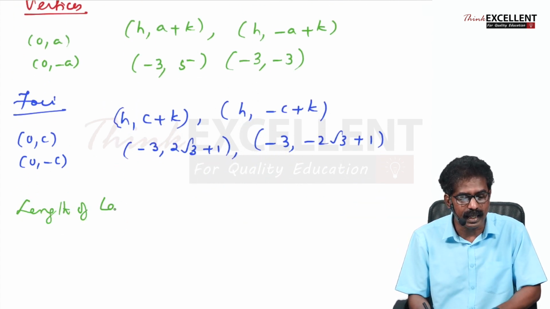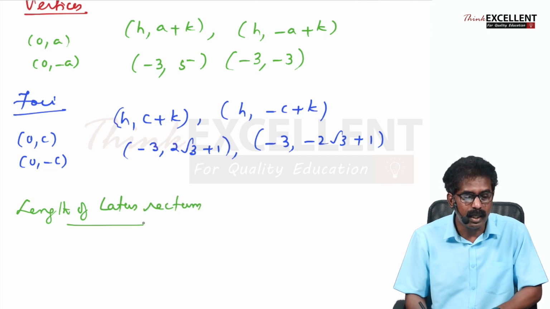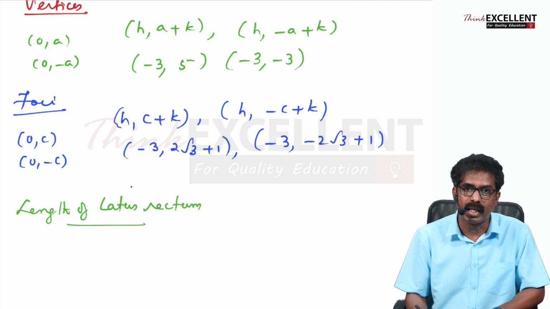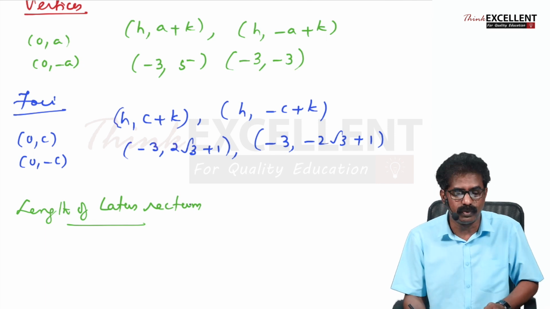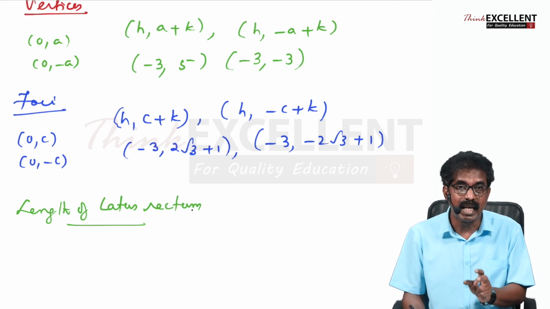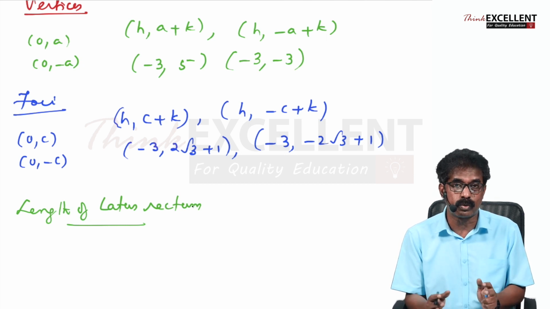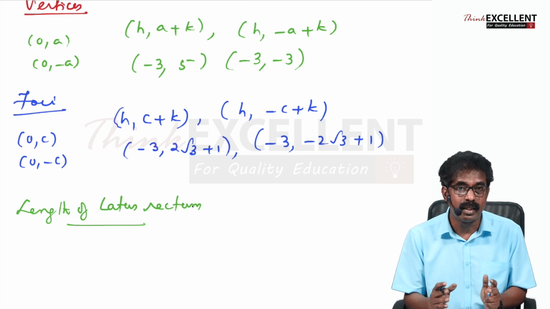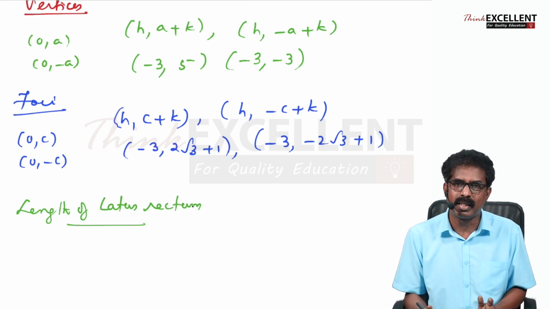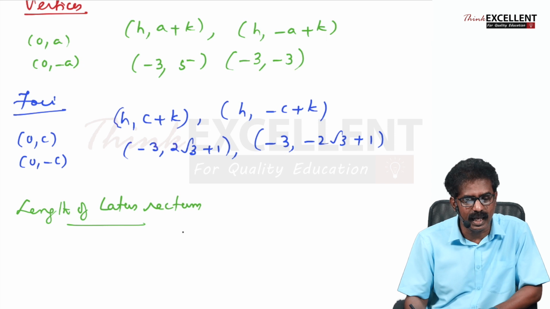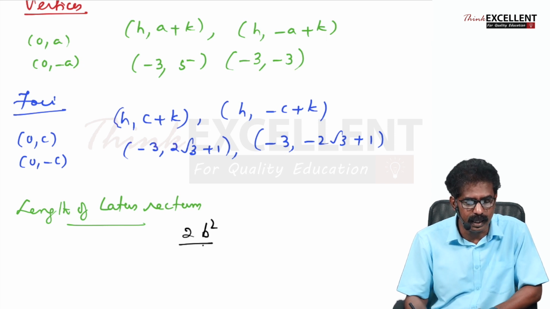Length of the latus rectum. For a parabola, what is the length of the latus rectum? 4a, right? For all the 4 types, it is 4a. Same way for an ellipse, the length of the latus rectum is 2b square by a. For a hyperbola also, you'll get the same answer, 2b square by a. Once you are thorough with ellipse, hyperbola will be very, very easy.